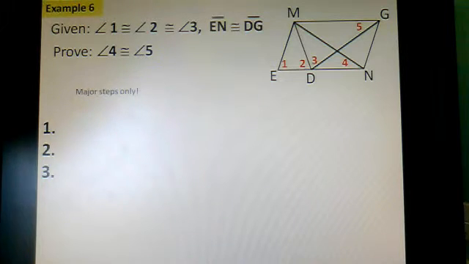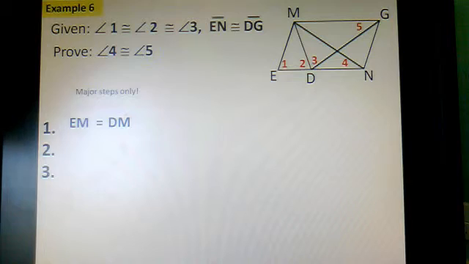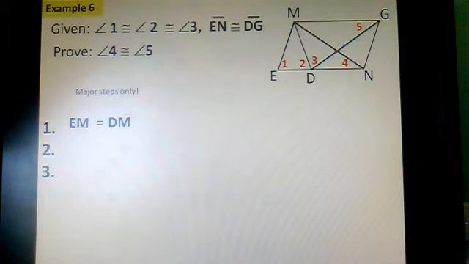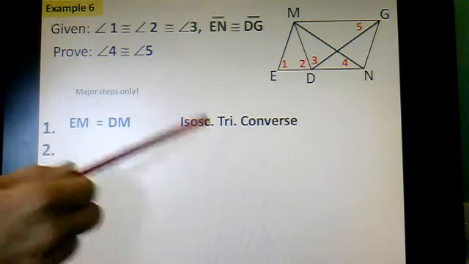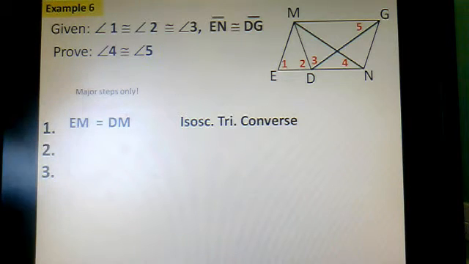So hopefully you paused it and you tried it and maybe you got some of the stuff right. Think about why I gave you 1 and 2 congruent. Angles 1 and 2 are congruent, so that you can conclude this triangle MED is isosceles with DM and EM congruent. That still might not get you anywhere. We just talked about it, the isosceles triangle theorem.